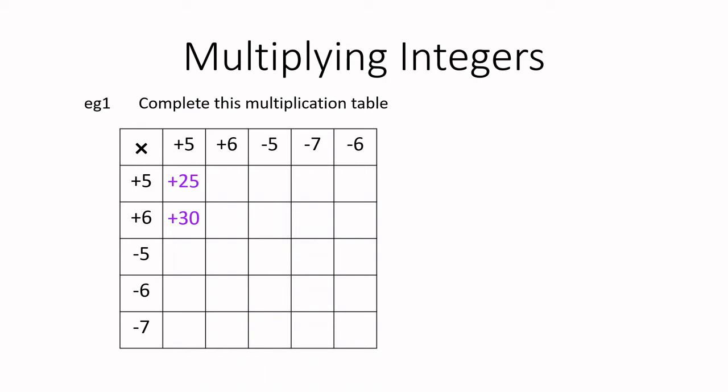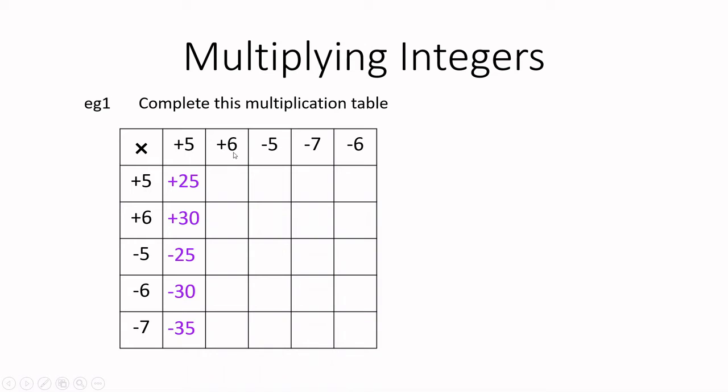Now I'm doing positive 5 times negative 5. The signs are opposite. The absolute values, 5 and 5, are the same as in this cell up here. However, the sign for this answer will be negative. Next, I'm doing positive 5 times negative 6. Now I know my answer is going to be negative, but the absolute values 5 times 6 is the same as this absolute value answer here, except here my answer is negative 30. Positive 5 times negative 7, that's going to be negative 35.